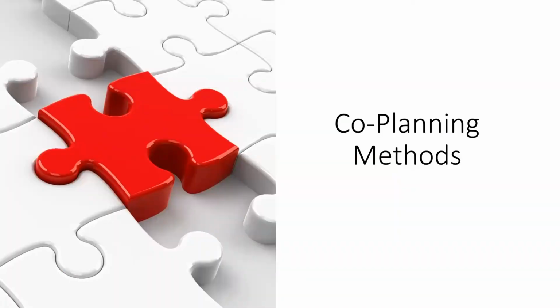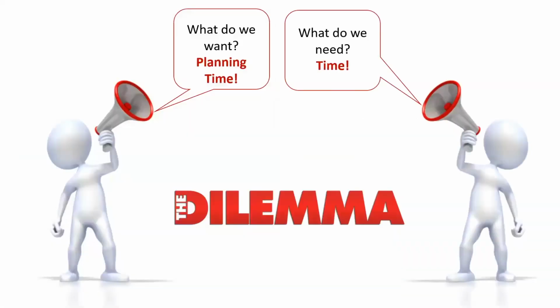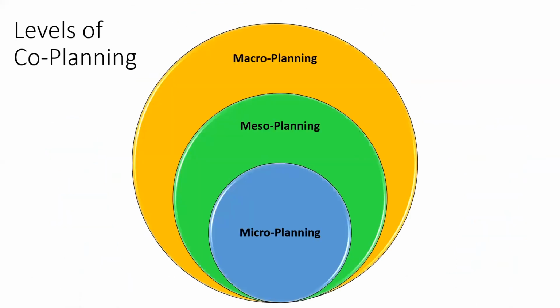So when we talk about co-planning, there's one dilemma that we have, right? We want planning time. We don't have time for planning time, right? So what I'm going to share with you are some ways that you can co-plan together virtually and face to face. When I say face to face, I mean more synchronous, even if you're just doing it via Zoom or whatever. So there are 3 levels of co-planning that we're going to talk about. There's macro planning, meso planning, and then micro planning.